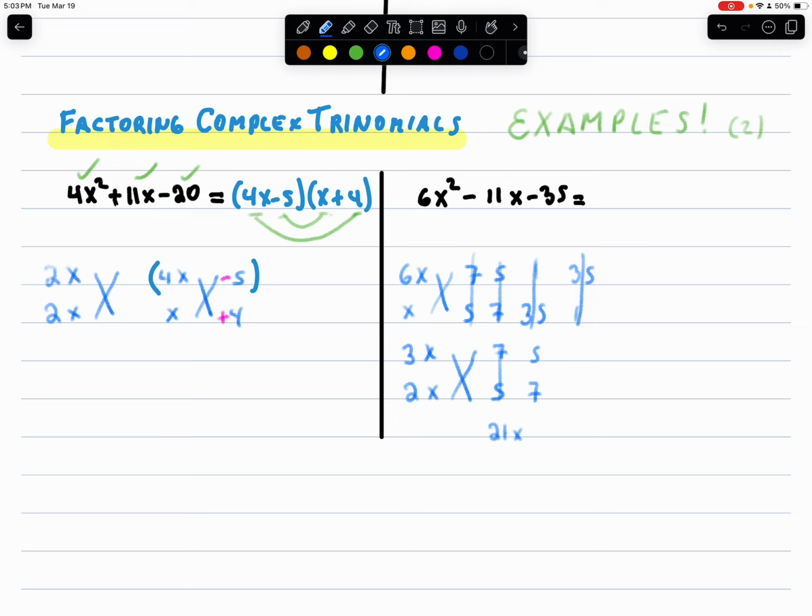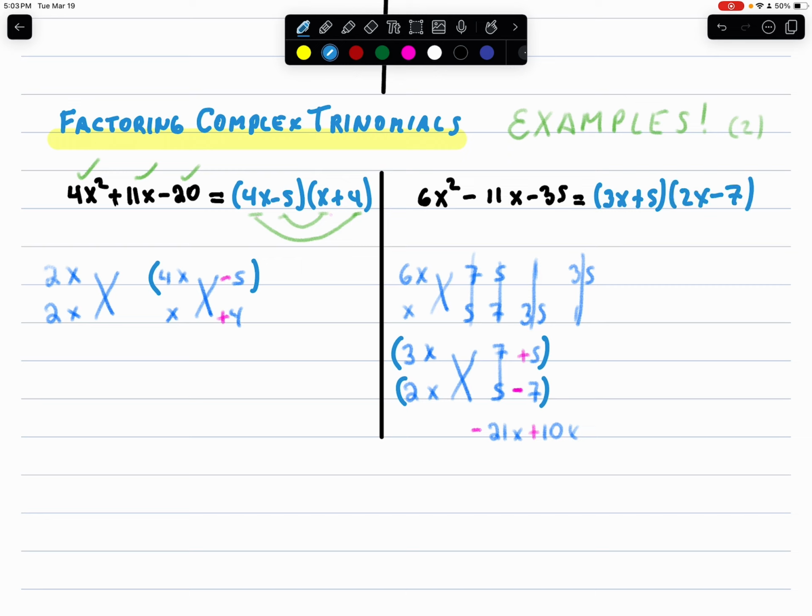So I'm going to write it down. 21x and 10x. How do I make that work? Well, if I wanted minus 11, it needs to be minus 21x plus 10x. That's what I really want. That's going to give me minus 11. So which one gives me the minus 21? This one gives me the minus 21. And I want plus 10, which is this one. Which means now that my answer is the bracket on top is 3x plus 5, and 2x minus 7.